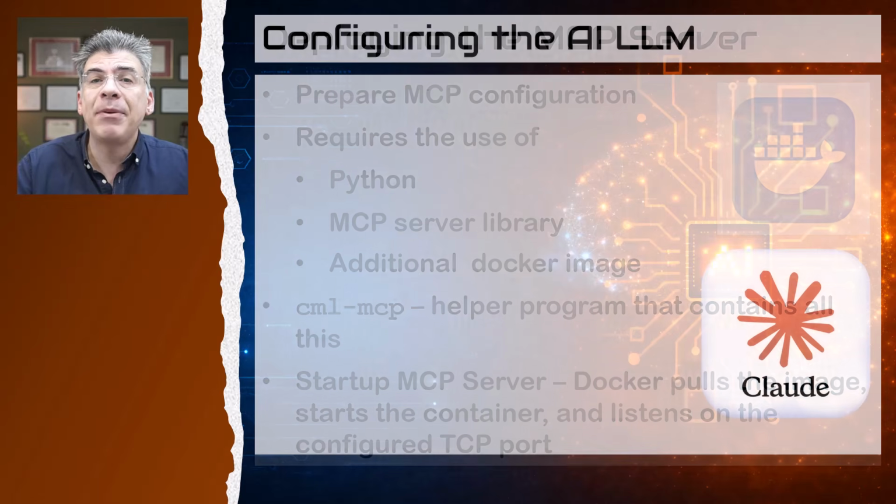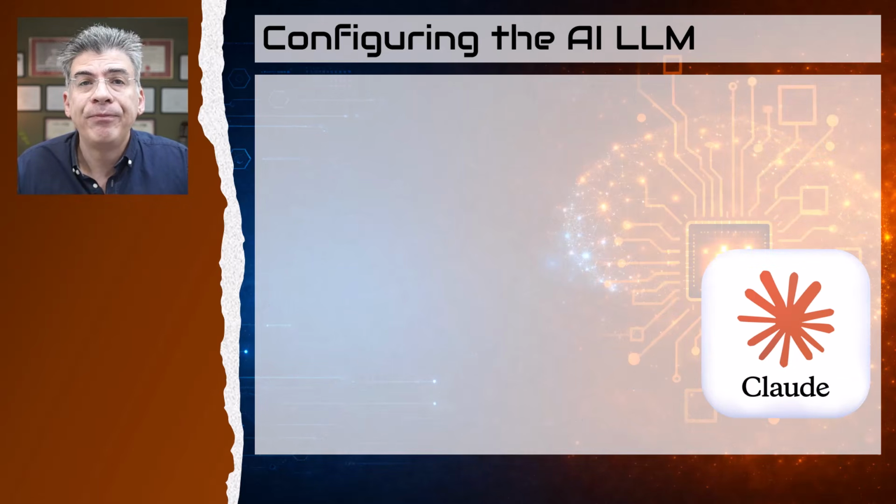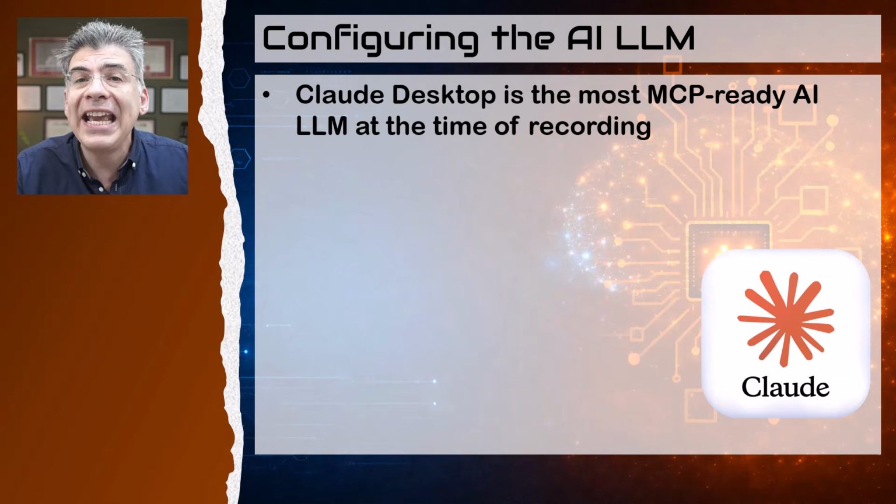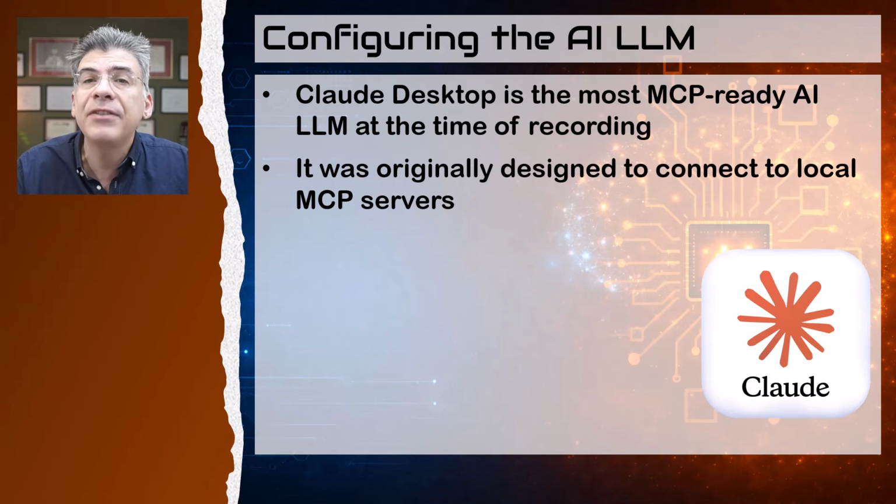Now the last step involves the AI LLM. At this point, you can use any LLM you like, but at the time of recording, Claude Desktop is the preferred LLM simply due to the fact that it was designed from the start to connect to local MCP servers. But it is possible with a bit of extra work to get it to function with other LLMs as well. How to do that and the implementation details for those are also well documented online.